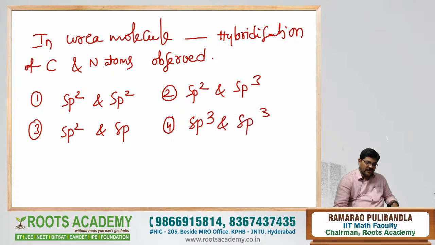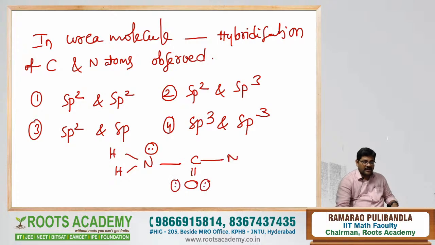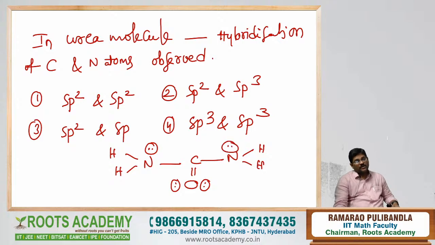See, what is the structure of urea? This is the structure of the urea molecule. NH2 has a lone pair because nitrogen is a simple element. Oxygen has 2 lone pairs, and this is NH2. This is a urea molecule. Yes or no?